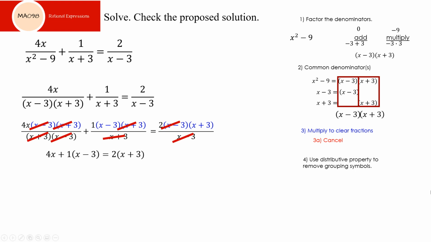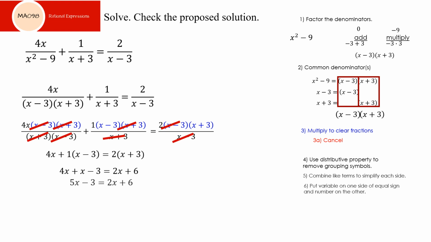Now we need to use the distributive property to remove the grouping symbols or the parentheses. So I take 1 times x is x or 1x, 1 times negative 3 is negative 3, 2 times x is 2x, and 2 times 3 is 6. Now I need to combine like terms. Well, on the left side, 4x plus x is actually 5x.